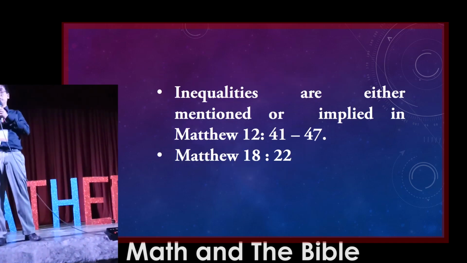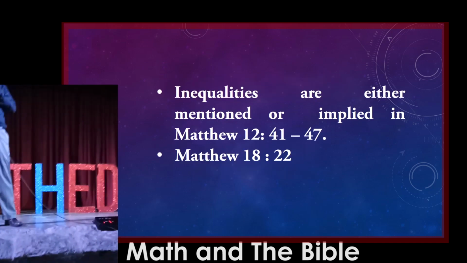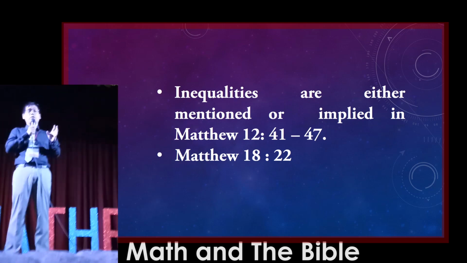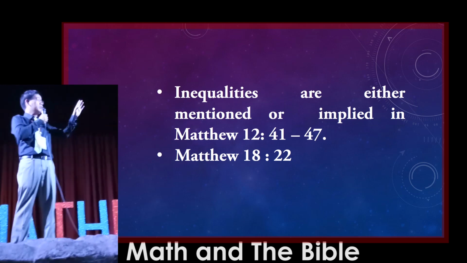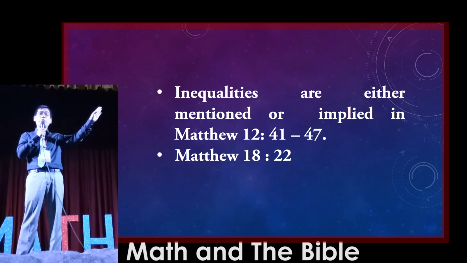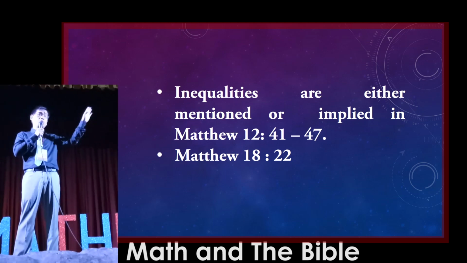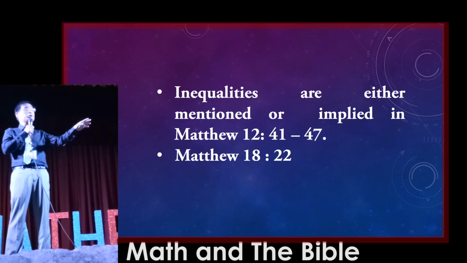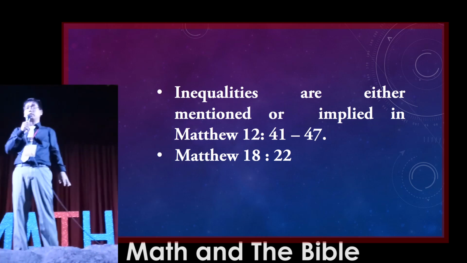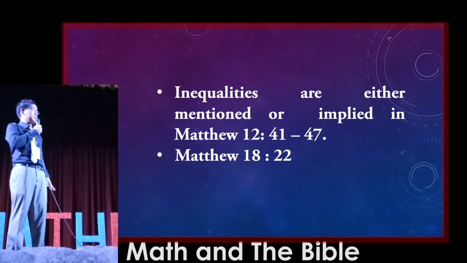In Matthew chapter 12, verses 41 to 47, if you come across a red letter edition of the King James Bible, you will see that this text is written in red, signifying that it was Jesus Christ who's talking in here. And he either mentioned or implied inequalities. I leave it for you to read.